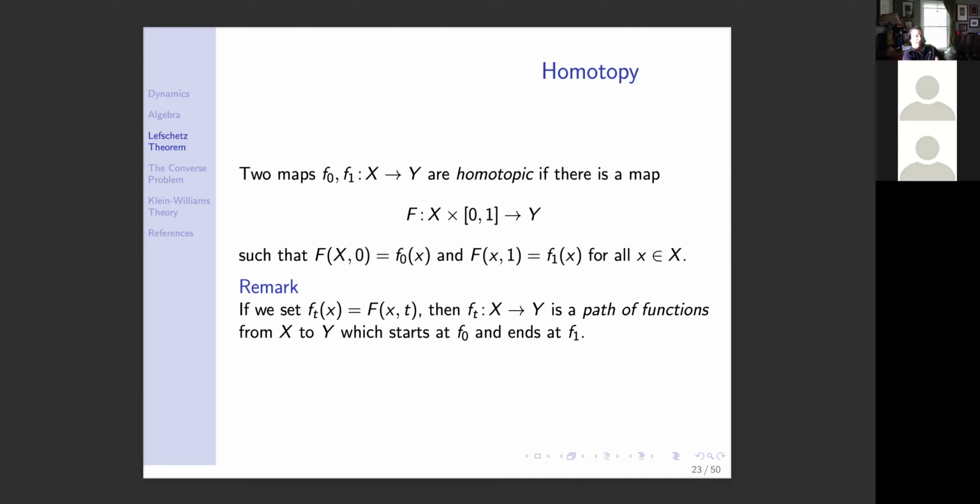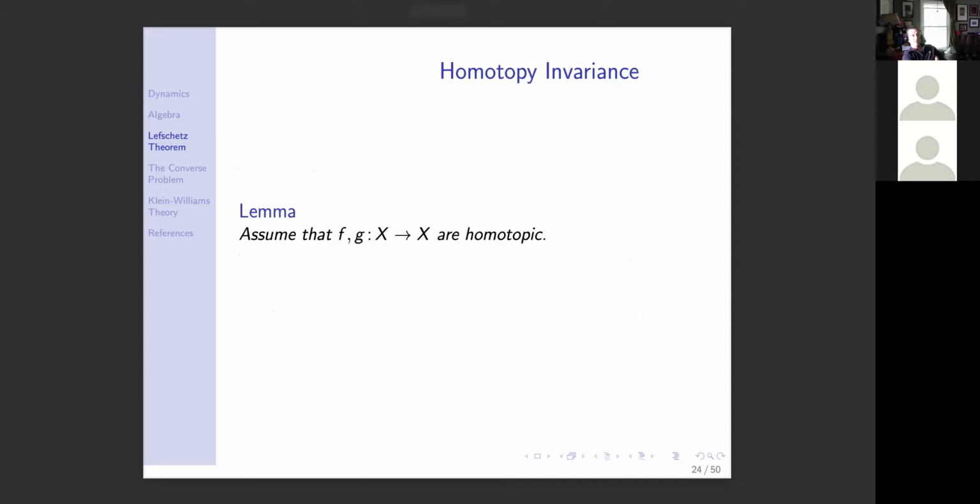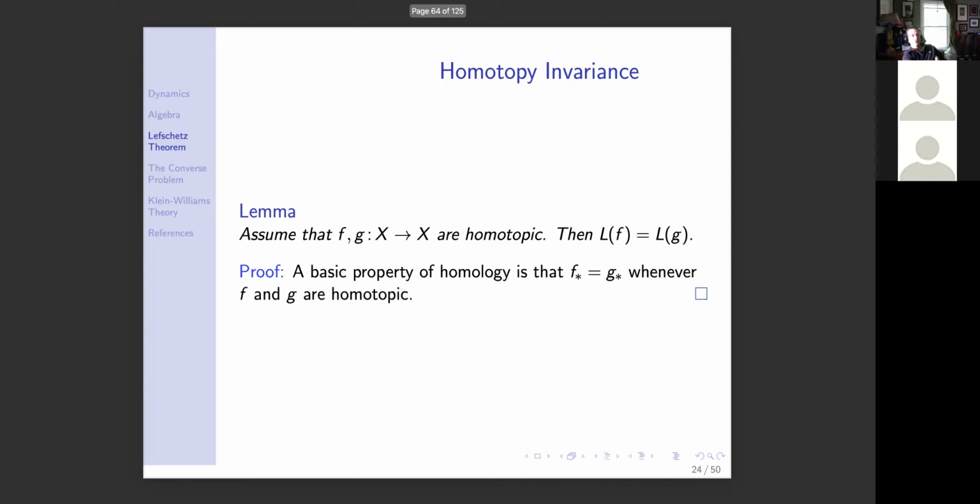Homotopy is an equivalence relation, by the way, on functions. So let's assume that F and G are homotopic self-maps of X. And we have this homotopy invariance statement that the Lefschetz number of F equals the Lefschetz number of G. So it doesn't depend upon the homotopy class of F. The proof is that a basic property of homology is that the induced homomorphisms that F and G give on homology agree whenever F and G are homotopic. So there's a homotopy invariance of the Lefschetz number.